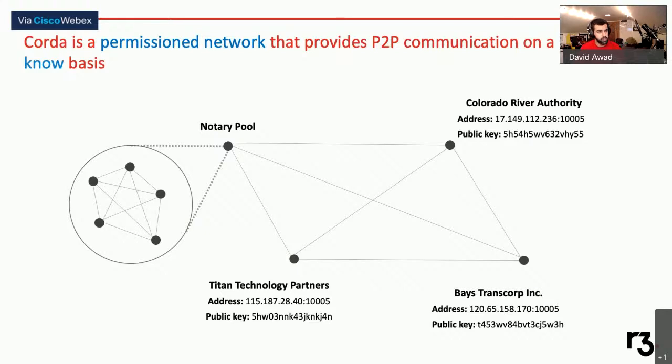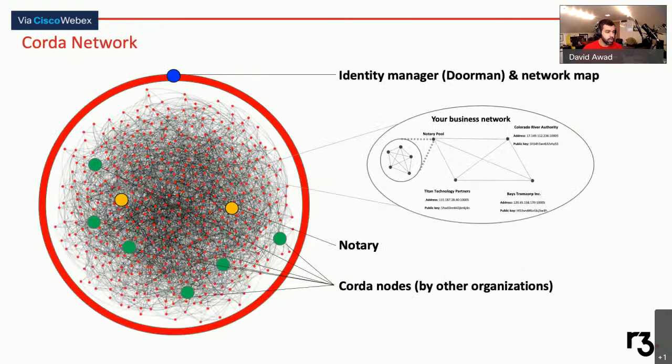Just to put this into context, try to keep in mind that our network here between us, Titan Technology, Base, Transcorp, and Colorado River Authority is a subset of the many other Corda nodes across the internet that are working to track all kinds of different assets.